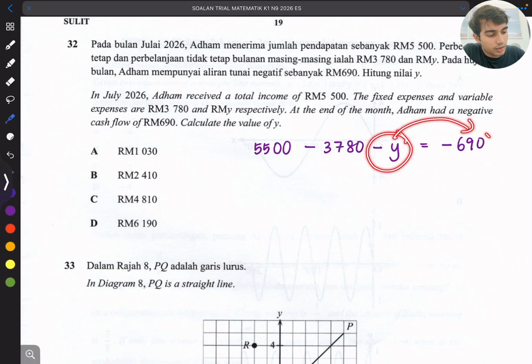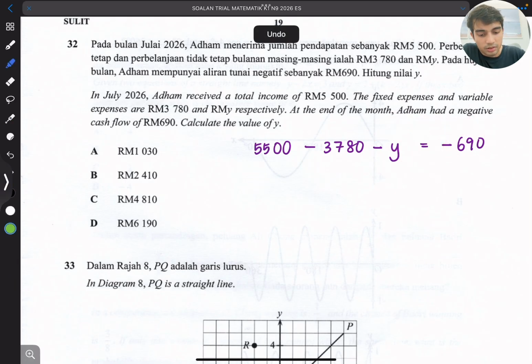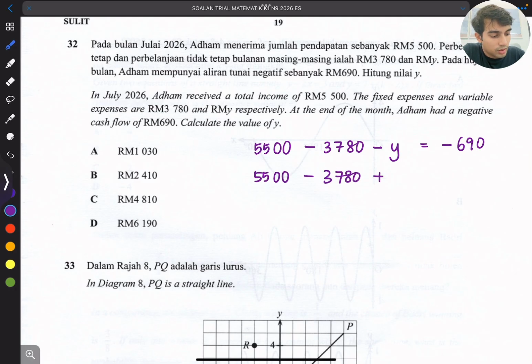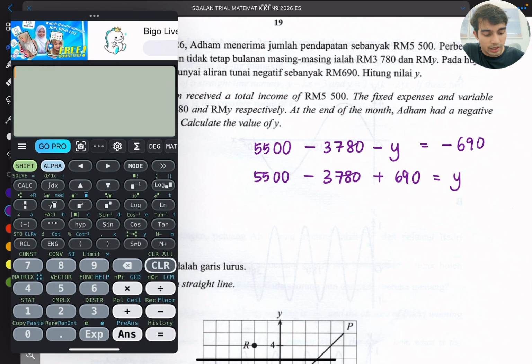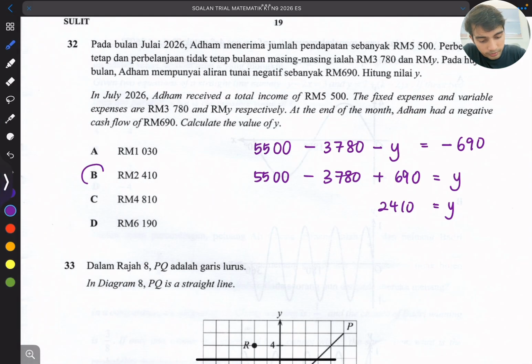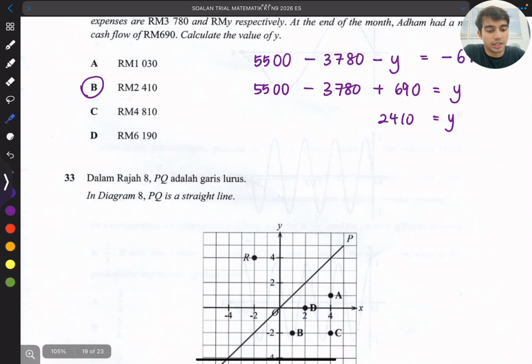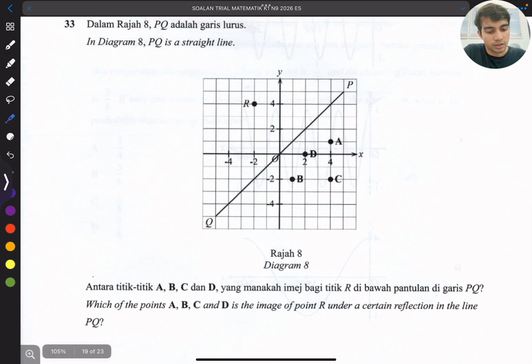Negative y we bring there, 690 we bring here. So 5500 minus 3780 plus 690 equals y. Then we calculate 5500 minus this plus 690. So y is 2410. His expenses are more than his income. Bad. He needs to reassess his financial situation.